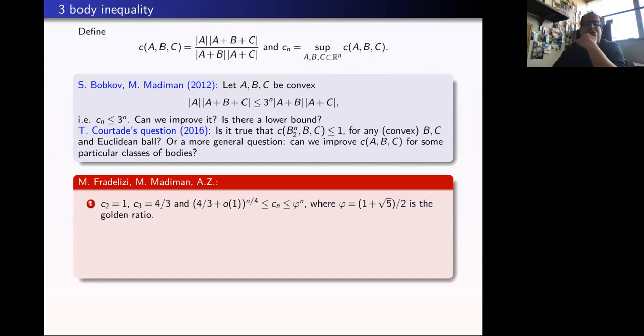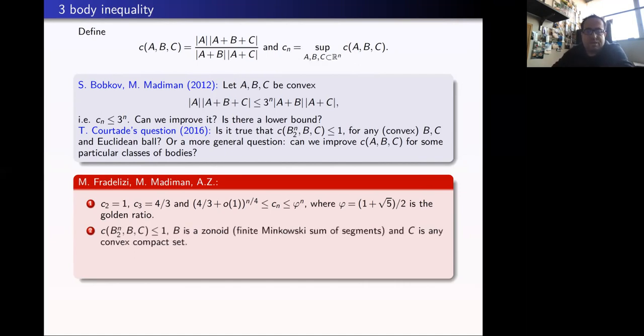And so what we were able to do was something very strange. In dimension 2, it's easy, and I will show you that it's 1. From my point of view, it's very hard to show that in dimension 3 it's exactly 4/3, and I'll explain why I'm saying it's very hard. In the same way we show that there is such a bound, 4/3 plus a little bit, to the power n over 4, and it's upper bounded by (1 plus square root of 5) over 2, which just randomly turns out to be the golden ratio. So we still don't know exact bounds for any other dimensions.